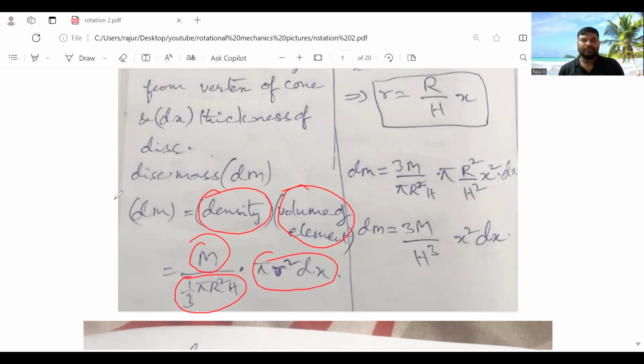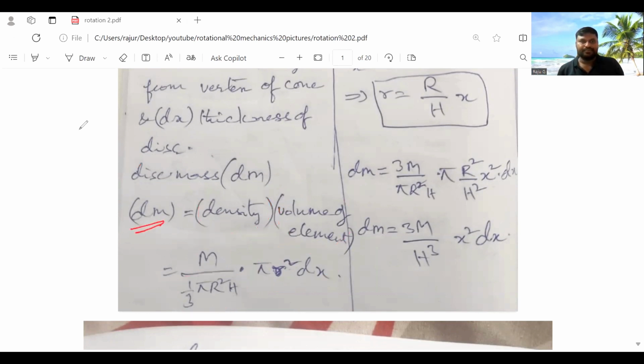Element is in the shape of a disk. So a disk having a little thickness looks like a cylinder. The thickness is dx, and its base area, whose radius is smaller, is pi r square. So therefore, volume of the element is pi r square dx. Then we will get dm. To get the dm, we need to find small r, radius of the element disk.